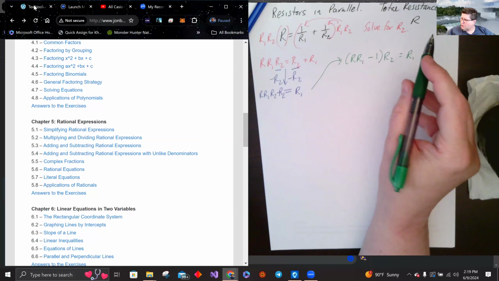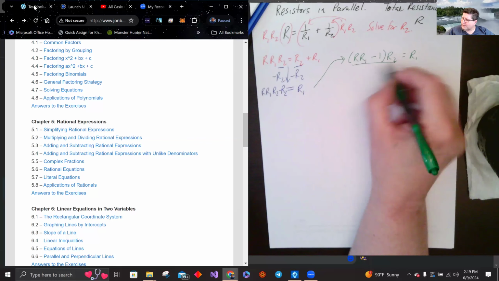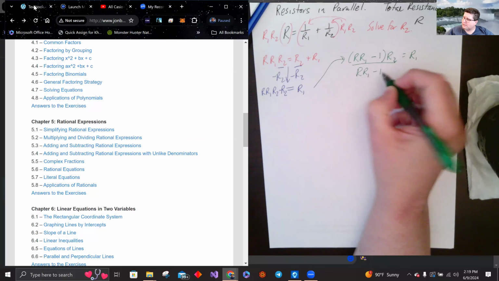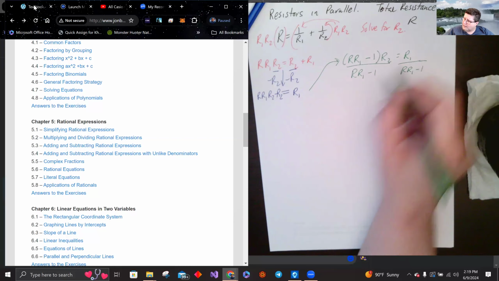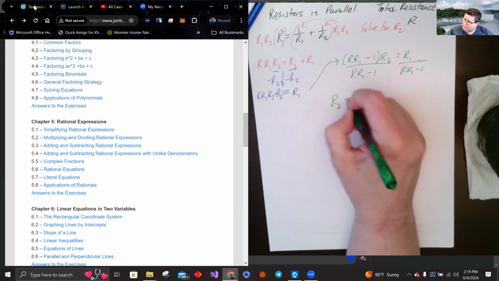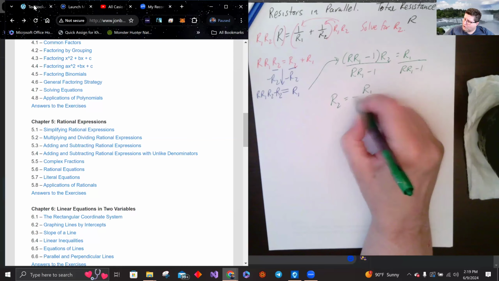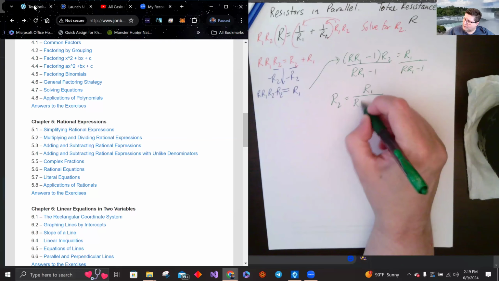And so if I solve for R2, I divide both sides by R1 minus 1. And I get R2 equals R1 over R1 minus 1.